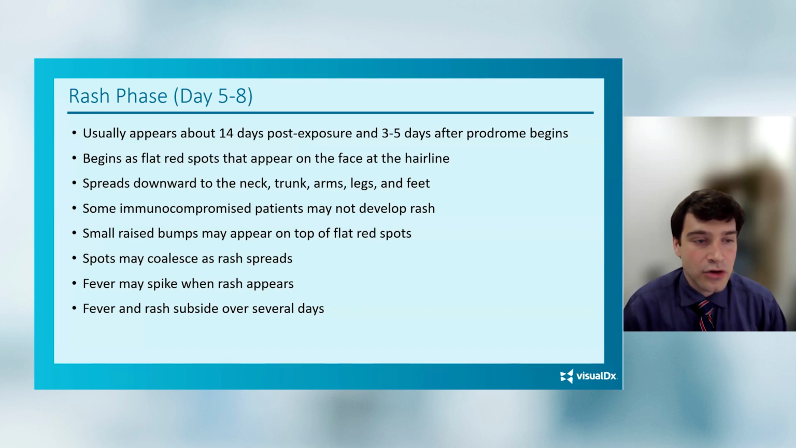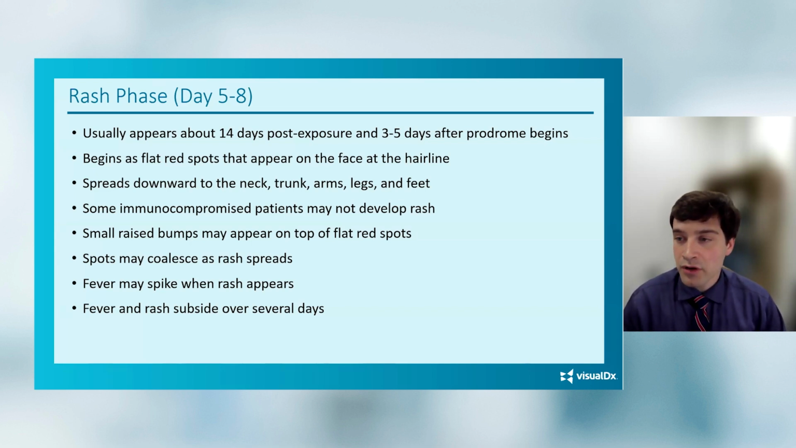After that, the rash phase occurs, and here the rash typically begins as flat red spots that appear on the face, often all the way at the hairline, and then it spreads cephalocaudally, or downward, to the neck, trunk, arms, legs, and feet, and includes the palms and soles, which is one of the few rashes that can involve the palms and soles. The rash is typically macular or maculopapular, so it's either flat or it can be flat with occasional raised lesions. The spots may coalesce as the rash spreads, and so some of the smaller spots may start to look like larger reddish regions. And as I mentioned, the fever typically spikes when the rash first appears.